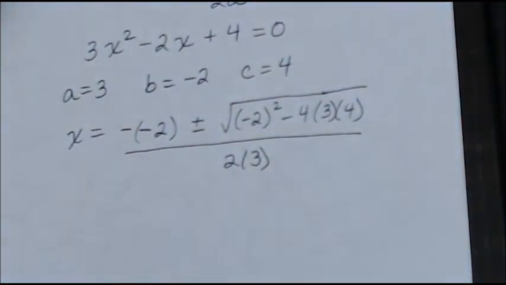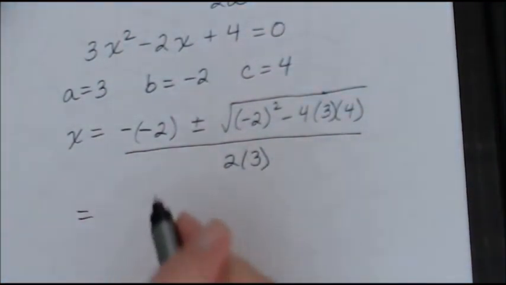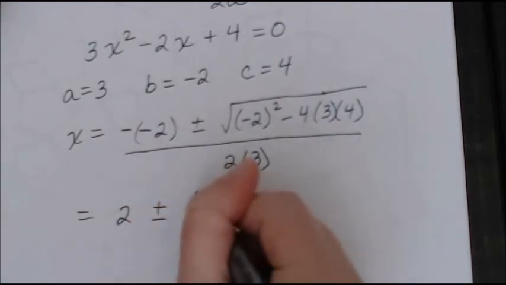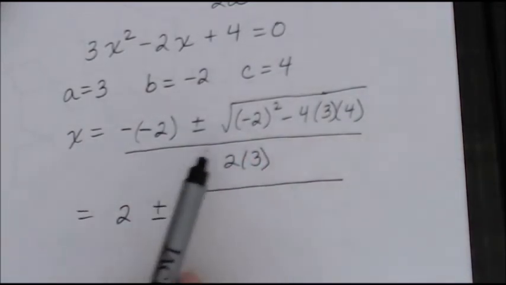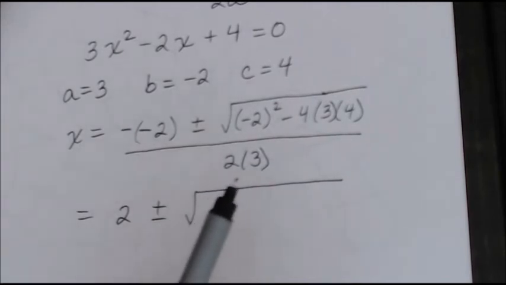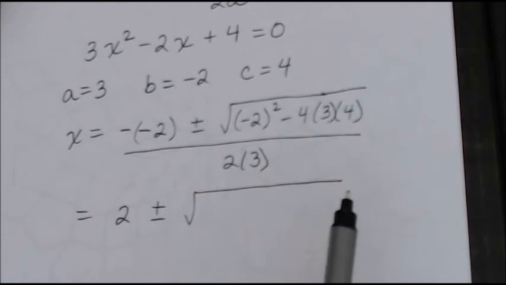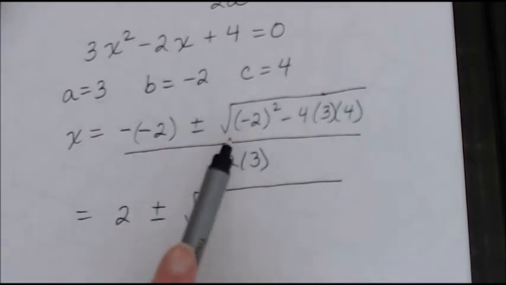And then we need to simplify what we've got here. So the negative 2 is going to turn positive. Under the radical, we need to do the exponent first. I'd recommend that you do this by hand. Don't try to stick this in your calculator. We tend to mess up with the negative signs when that happens. So let's go ahead and do this by hand.